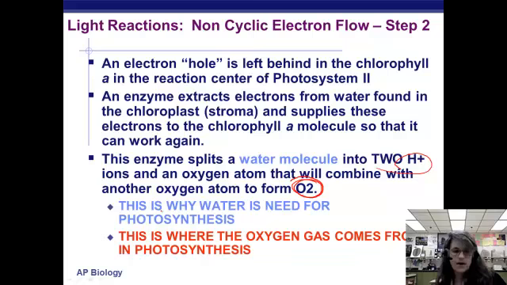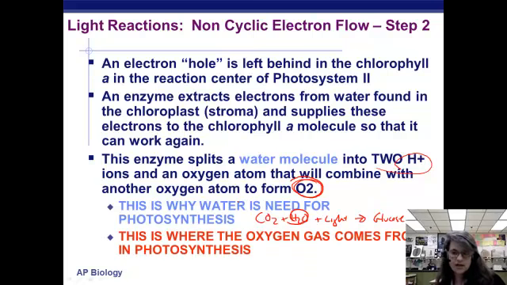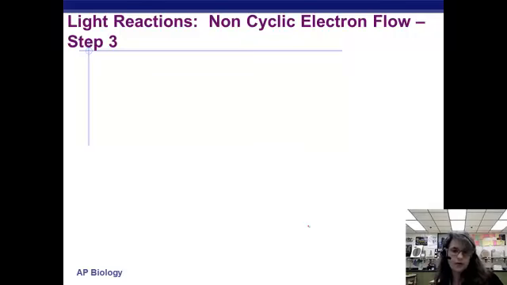This is why water is needed for photosynthesis. If you'll remember, the photosynthetic reaction is CO2 plus H2O plus light giving us glucose and oxygen. We need water to replace the electrons from the chlorophyll A after they get excited and leave the chlorophyll A. It is also where the oxygen gas comes from. Oxygen gas is coming directly from the breaking apart of the water molecule to extract electrons, and the oxygen gas comes from that water molecule, or that water molecule and others.